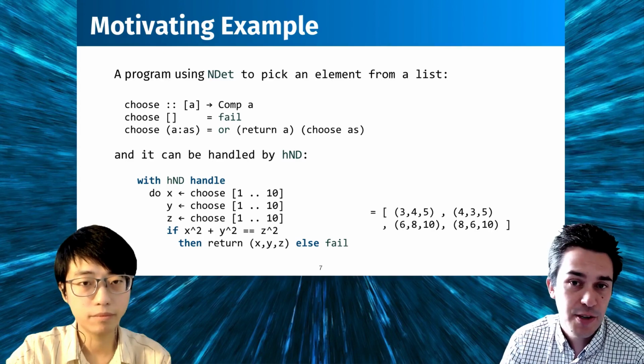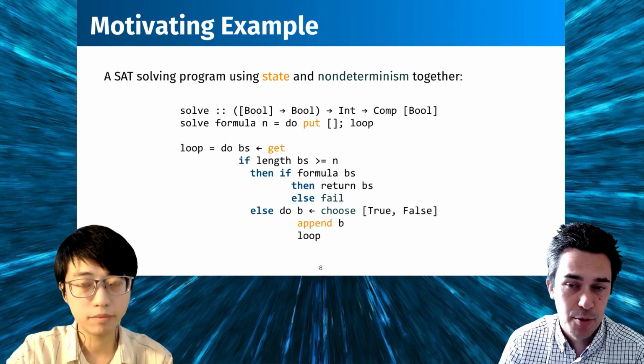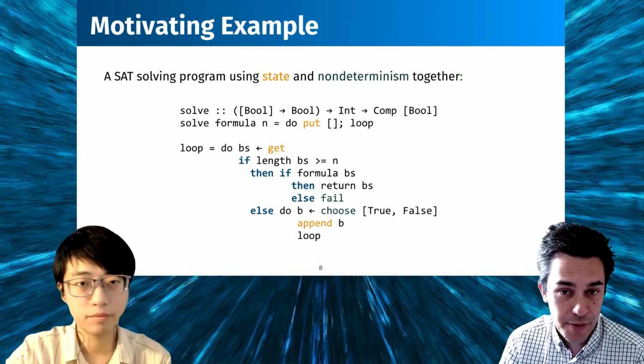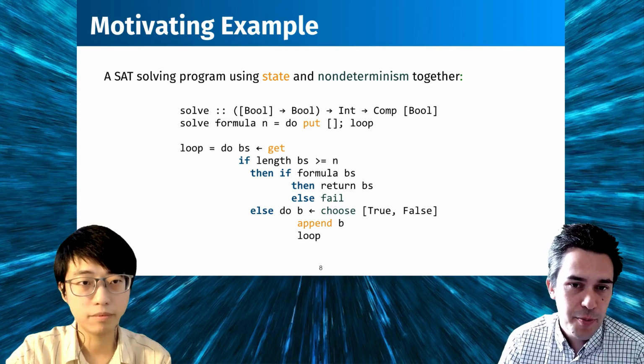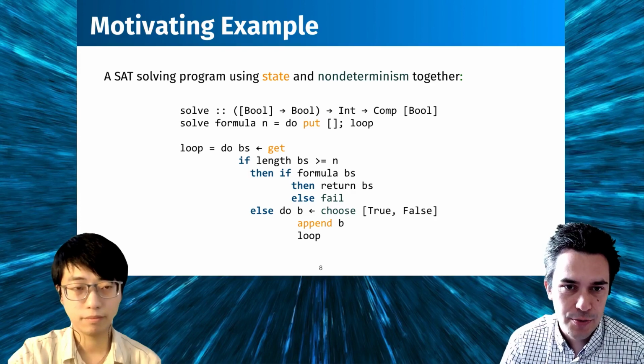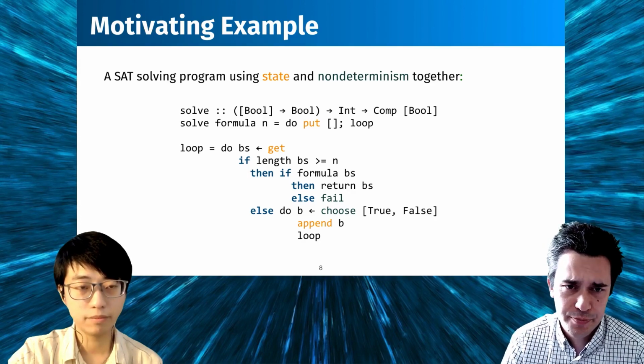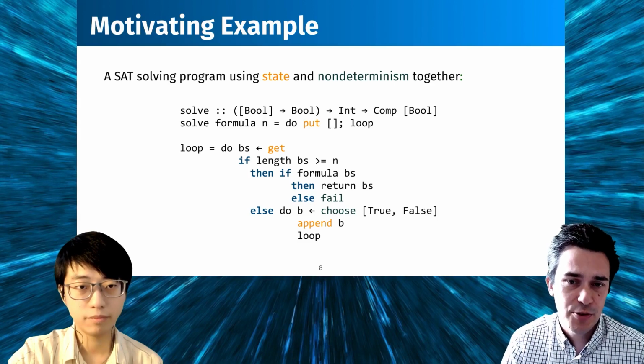The best part of algebraic effects and handlers is that they can be easily composed. As I told you earlier, I'm writing a program solving the SAT problem using state and non-determinism, and this is the program. A formula is represented as a function taking a list of booleans to a boolean, and solve tries to find n booleans making the formula true. It's basically a trivial search algorithm.